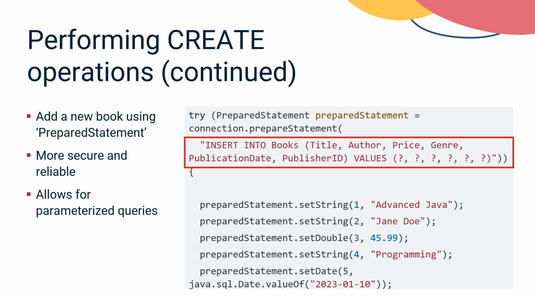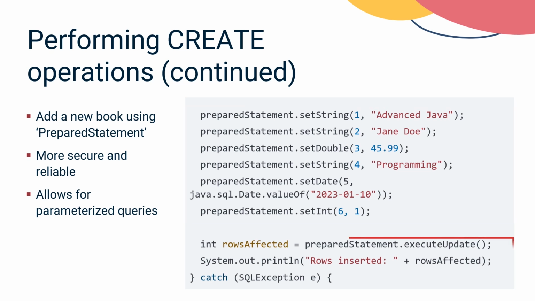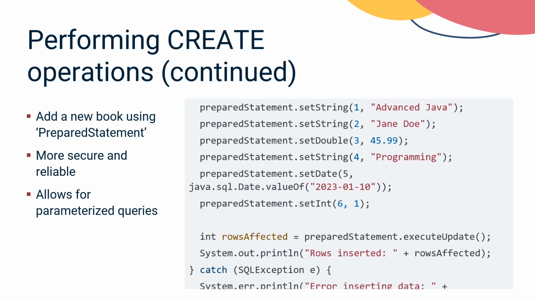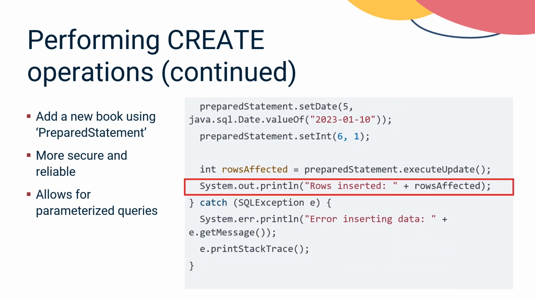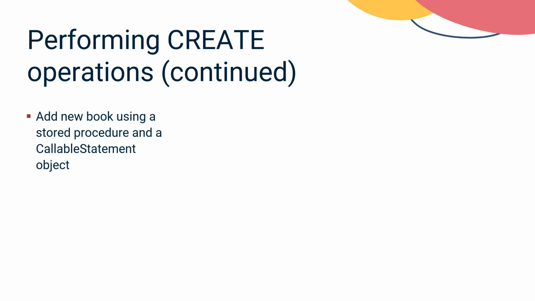Then the query is executed to insert a book into the books table using parameters as dynamic values instead of hard-coded specific values. These parameters are set using the setString, setDouble, setDate, and setInt methods. Then, the executeUpdate method on the prepared statement object inserts the new row into the database. As before, the number of rows affected is then printed out, and again, any exception that occurs is passed into the catch block.